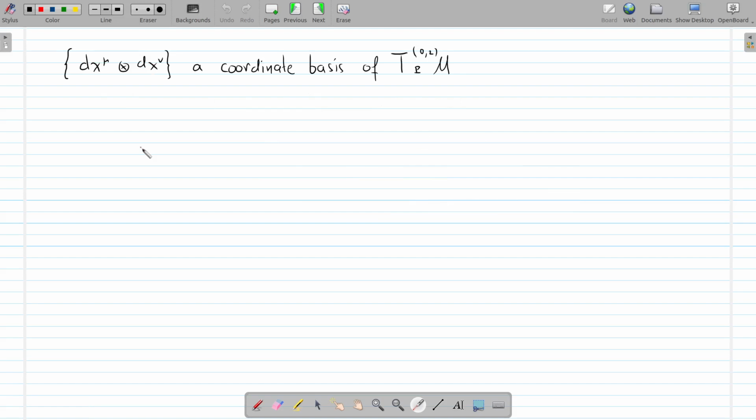Now we have seen that the set of (0,2) tensors formed by the tensor product of the dual basis dx mu times dx nu, for any pair mu and nu, gives us n squared (0,2) tensors that form a basis in the corresponding vector space. We call this a coordinate basis in this vector space because this derives from the coordinates x mu.